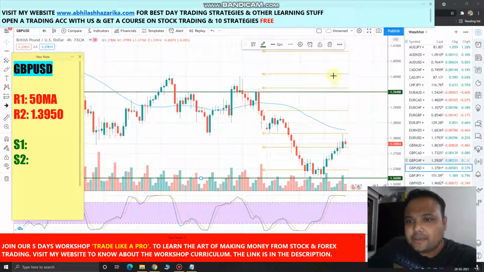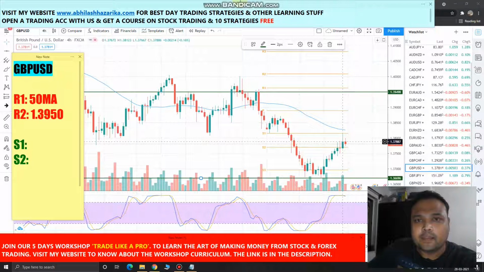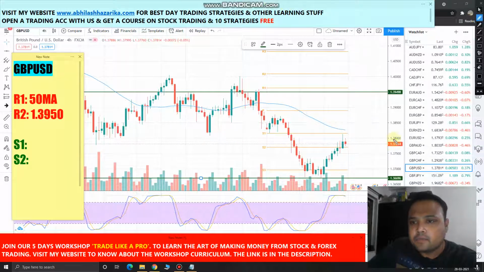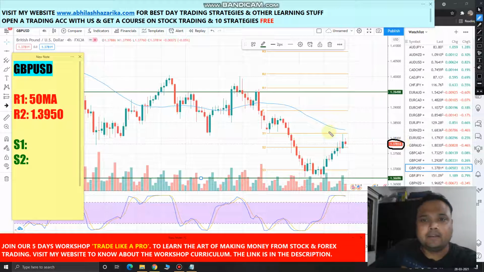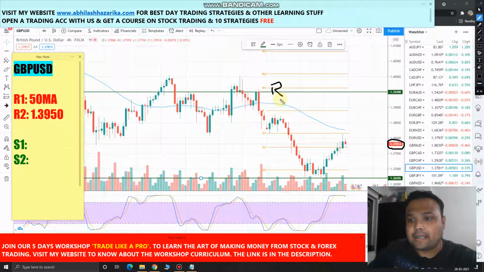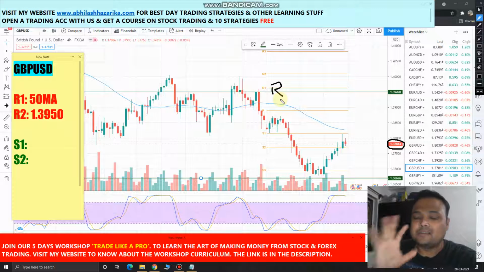So you can see that right now market is trading at 1.3781. Okay, let me take out the pencil. This is the last traded price of the market. Okay, and as you can see, I have drawn two lines here. This is the primary resistance of the market as of now, which is seen on the chart.